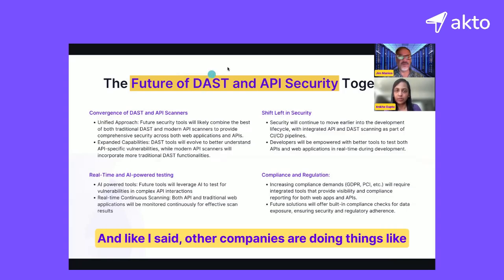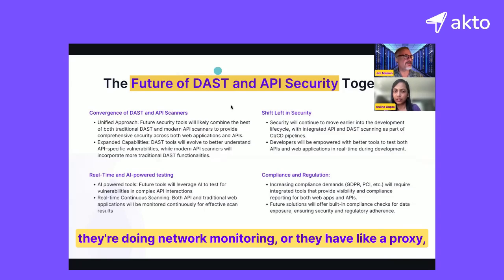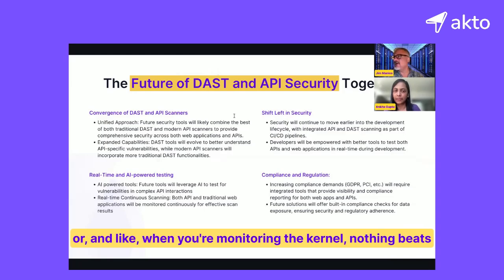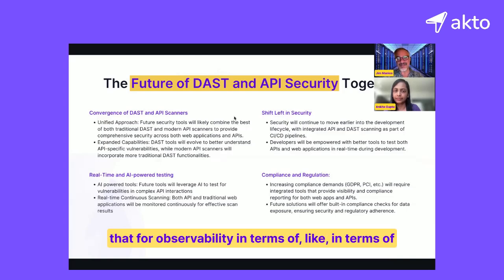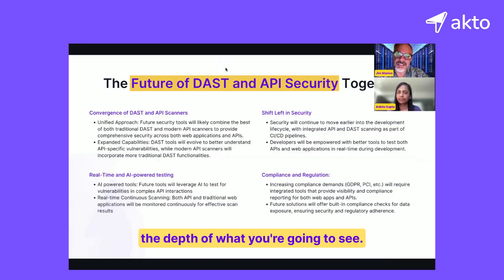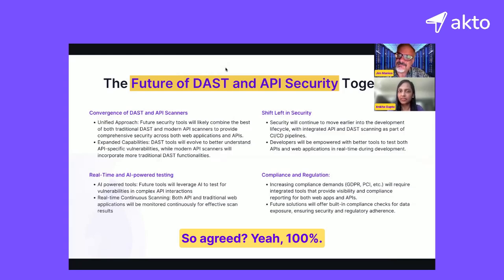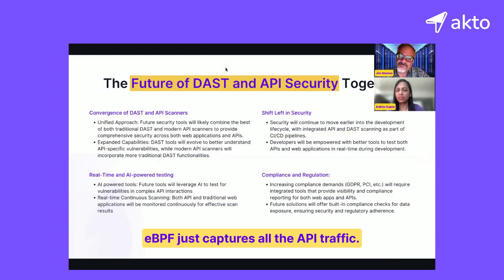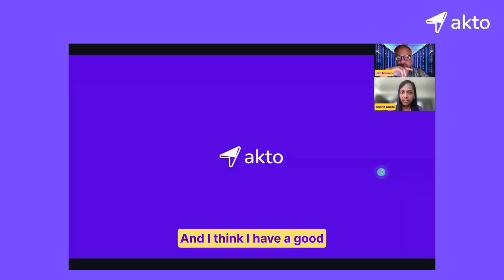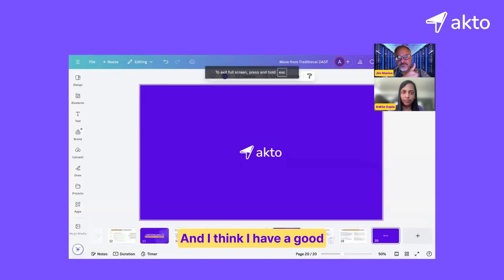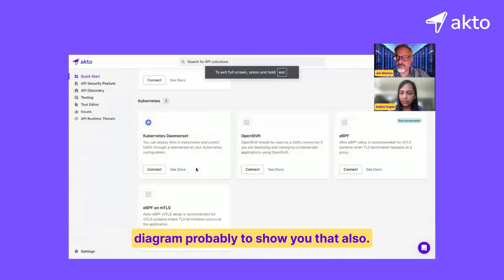And like I said, other companies are doing network monitoring, or they have a proxy. When you're monitoring the kernel, nothing beats that for observability in terms of the depth of what you're going to see. So agreed. Yeah, 100%. eBPF just captures all the API traffic, and I think I have a good diagram probably to show you that also.